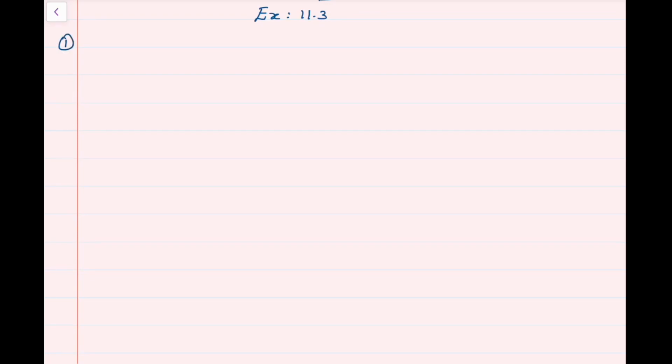First question. In each of the following cases, determine the direction cosines of the normal to the plane and the distance from the origin. Subdivision A, the equation is z is equal to 2. The coefficients of x, y, z are the drs of the normal. Here coefficients of x and y are 0 and 0. Therefore, drs of the normal are 0, 0, 1.